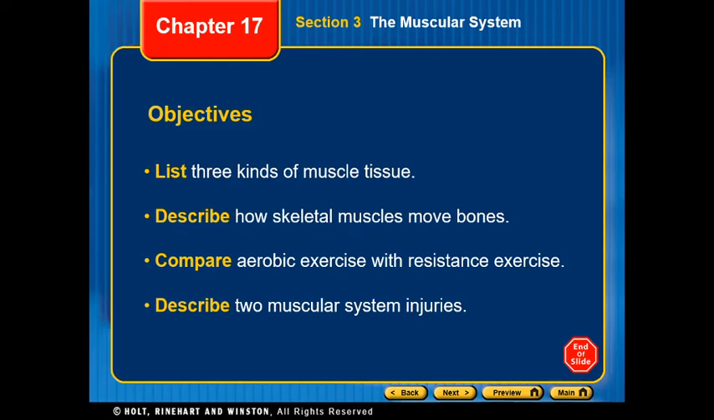Hi students, today we will learn about the muscular system. So the objectives for this lesson: list 3 kinds of muscle tissue, describe how skeletal muscles move bones, compare aerobic exercise with resistance exercise, and describe 2 muscular system injuries.